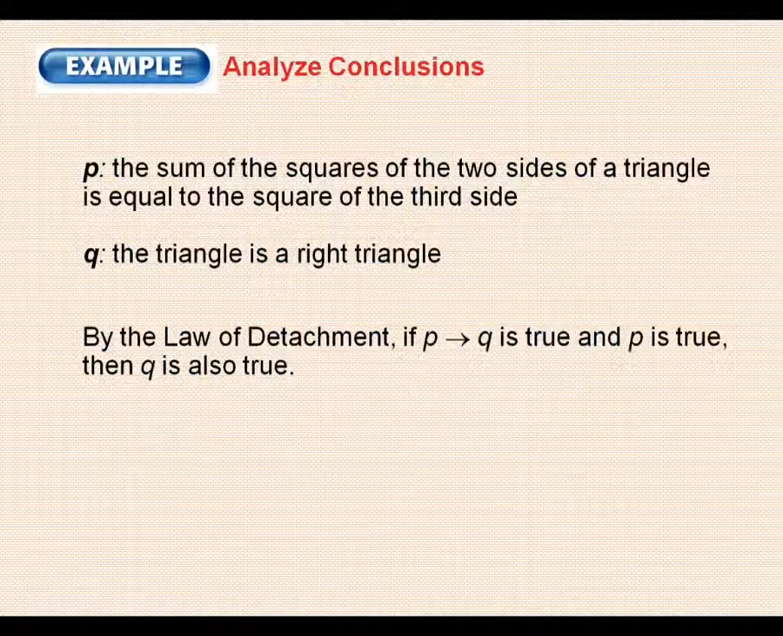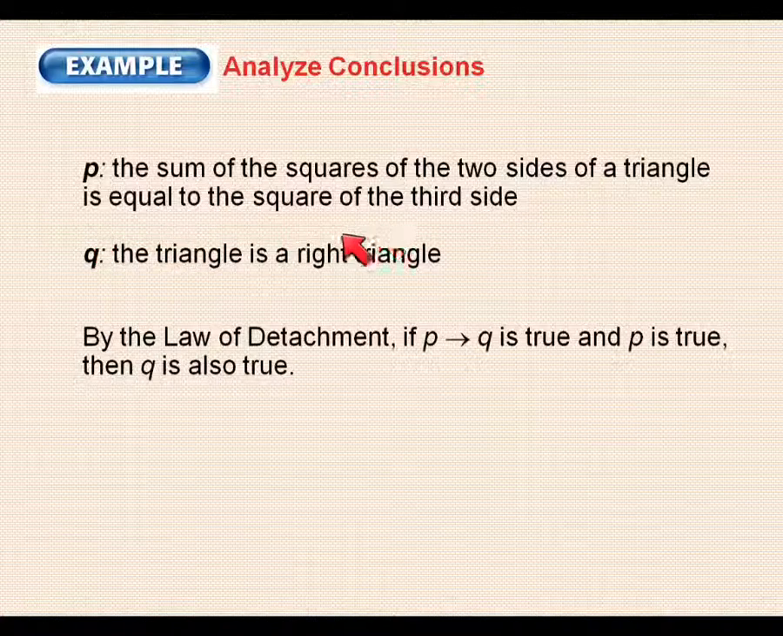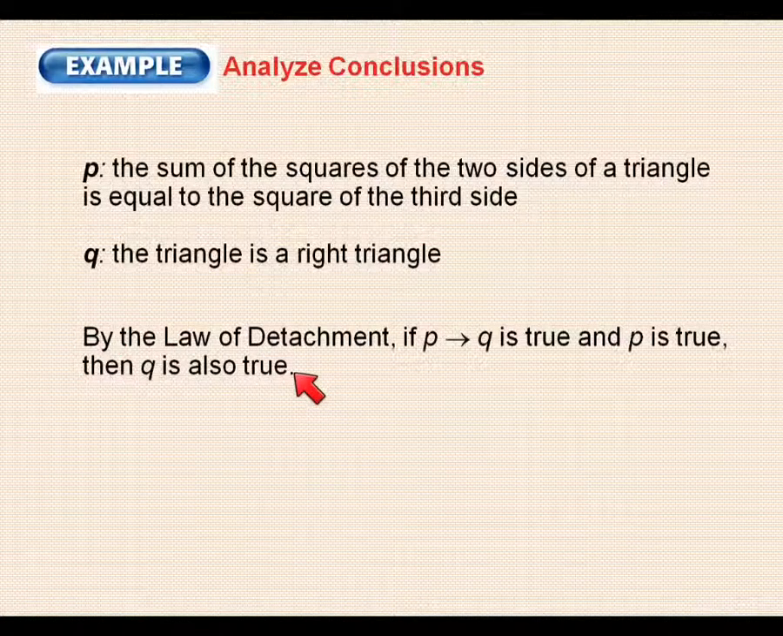Right. This one is detachment. I have P, the sum of the squares of the triangle is equal to the third side, Q. Then it's a right triangle. P was true, then Q was true, so this is the law of detachment.